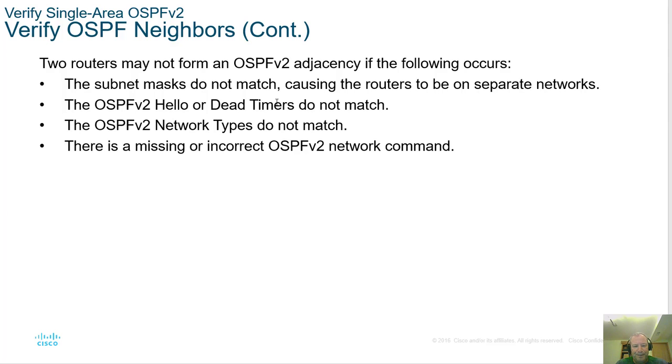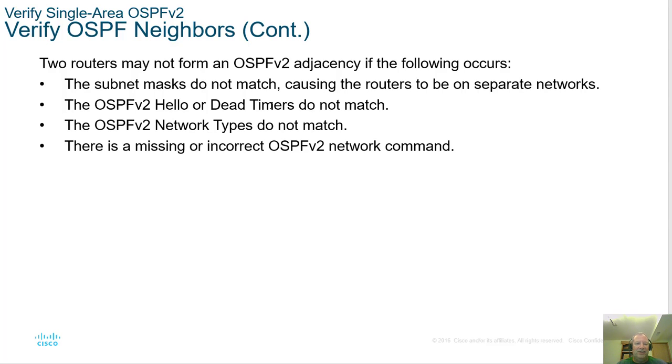So that's bad. Network types don't match, so point-to-point on one side, but not point-to-point on the other side. Example of that. Missing or incorrect OSPF network command. If you're not advertising a network properly, you won't figure out that it's a neighbor. One of the things that neighbors do is they get those hello updates from their neighbors, and then they get those database descriptors. And one of the things they want to see is an entry for the particular network that they received it on. That's what tips off the receiving device that it is actually a neighbor.